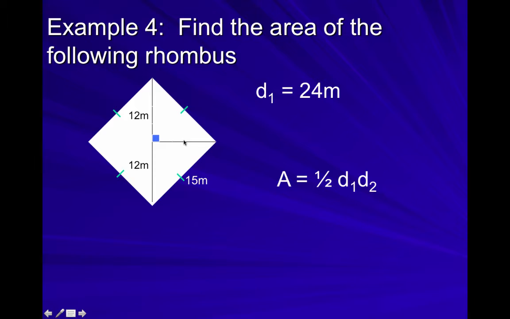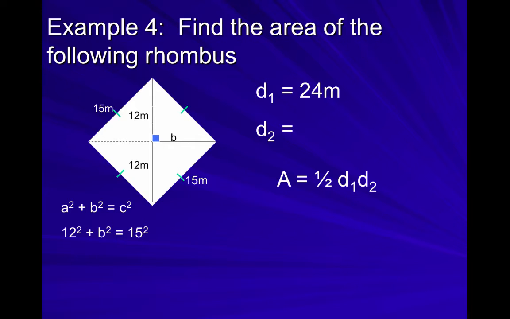But notice that they don't give us anything for the second diagonal, and they only draw part of it. So keep in mind, you can't forget the second half. But in order to find out what this is, we're going to have to do some Pythagorean theorem. So I just called it b. So a squared plus b squared equals c squared. In this case, the 15 is the hypotenuse, so that's our c. And so we plug in 12 squared plus b squared equals 15 squared. And we start to solve.